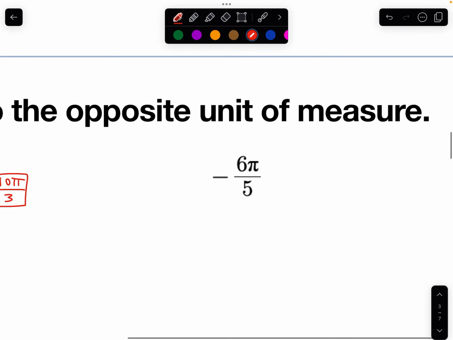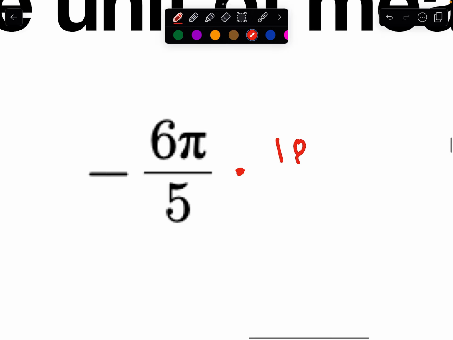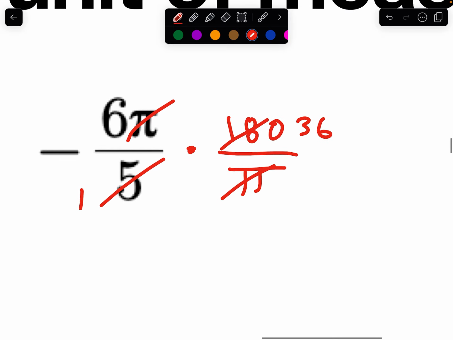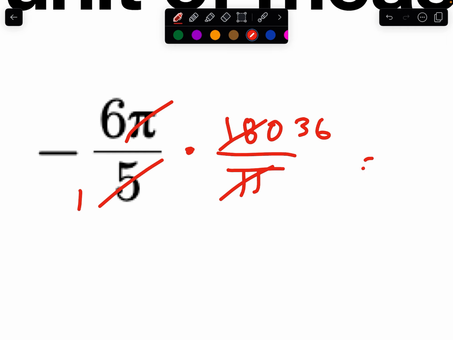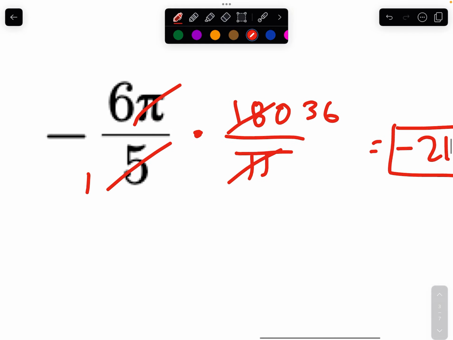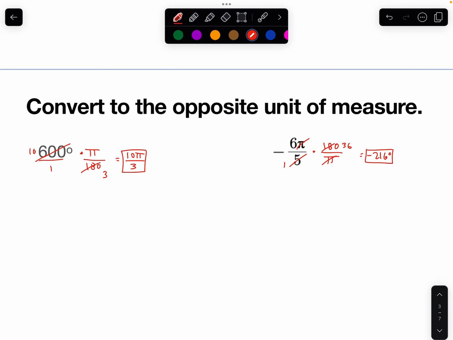Going in the other direction now, we have to multiply by the reciprocal of that conversion factor. So instead of multiplying by pi over 180, we'll multiply by 180 over pi. Cross simplifying here too, our pi's cancel out, and 5 and 180 give us 1 and 36. And now 6 times 36, multiplying straight across, we're looking at negative 216 degrees. The biggest thing that could be messed up here is just multiplying by the wrong conversion factor: pi over 180 versus 180 over pi.